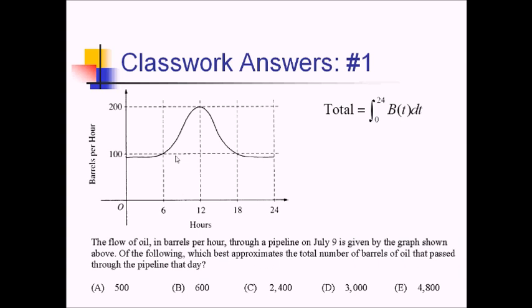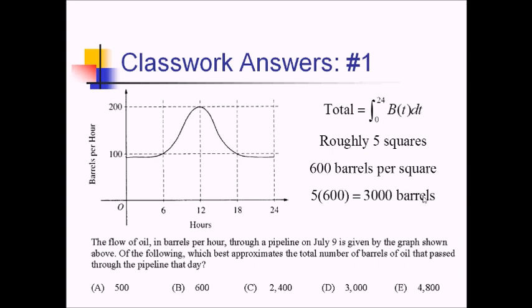So let's see. I'll do this by counting squares. I've got 1, 2, 3, 4, and these are each kind of a half a square, so we'll count this as roughly 5 squares on this graph. Now, how much is each square worth in terms of area? One square is going to be worth 6 times 100, so roughly 600 barrels of oil per square. So 5 squares, 600 a square. 5 times 6 gives me 3,000 barrels, which is choice D.